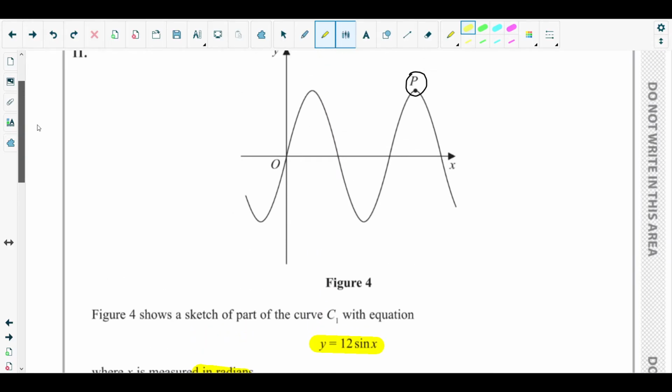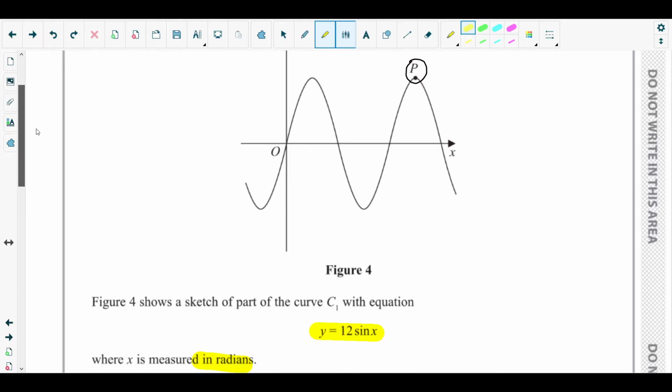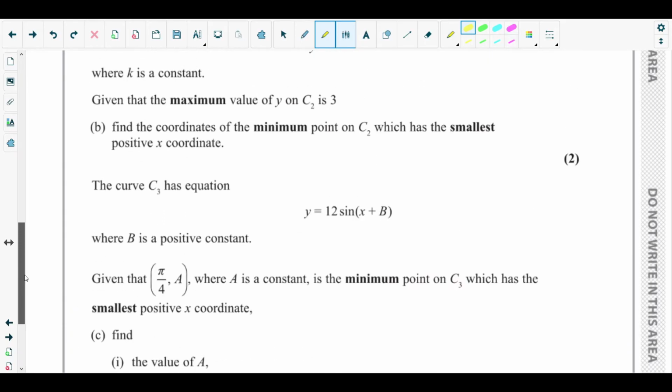So this is a very straightforward question. You can see that point P is basically the second maximum point on the curve 12 sine x, right? So 12 sine x is basically a transformed graph. What type of transformation is this? 12 has been multiplied outside the function. That means it is a vertical stretch by scale factor 12. That means all the y coordinates will get multiplied by 12. Now at the maximum point on the curve of sine x, we know that the y value is maximum, 1. So the y value at point P would be 12. So we got the y value, that is 12.